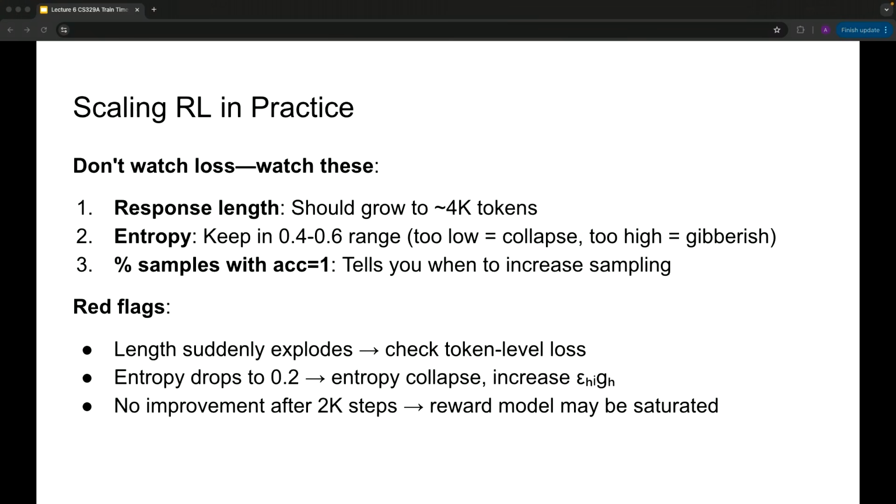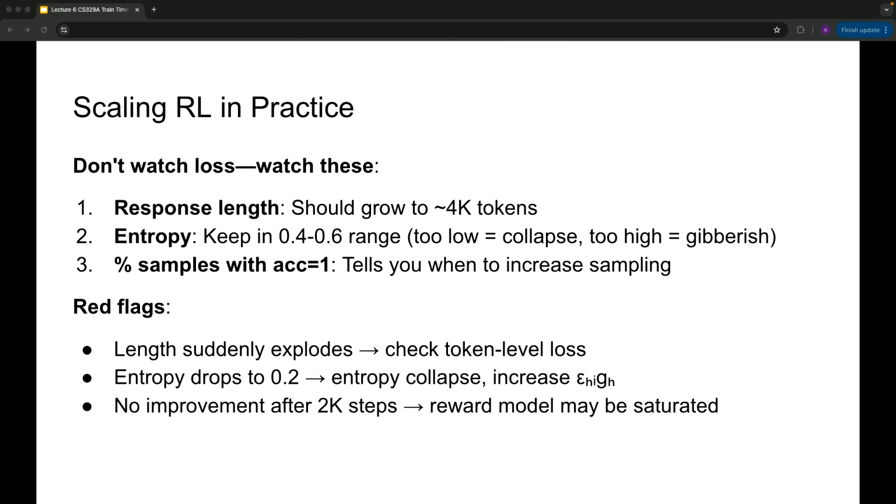Some of the learnings from this paper were that the loss function by itself was not a reasonable enough proxy when you're learning in RL. You have to look at the response length, and you have to look at the entropy and keep it so that it's not too low, but it's not too high either. And then the percentage of samples that have a full accuracy of 1 tells you how much you need to sample. So all three are important principles in learning in RL.